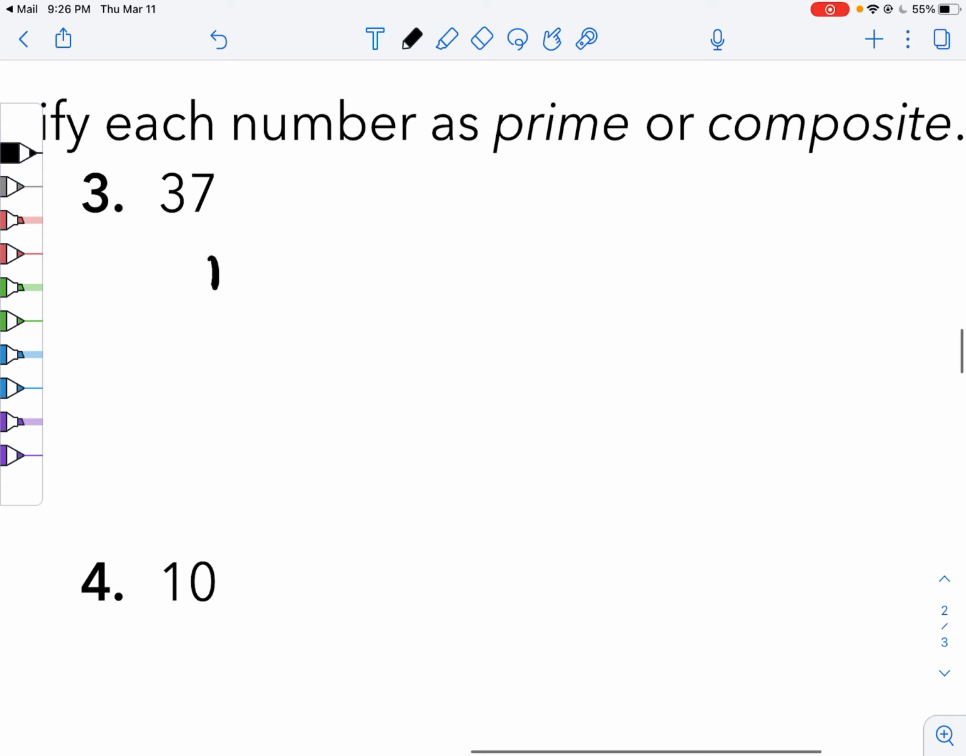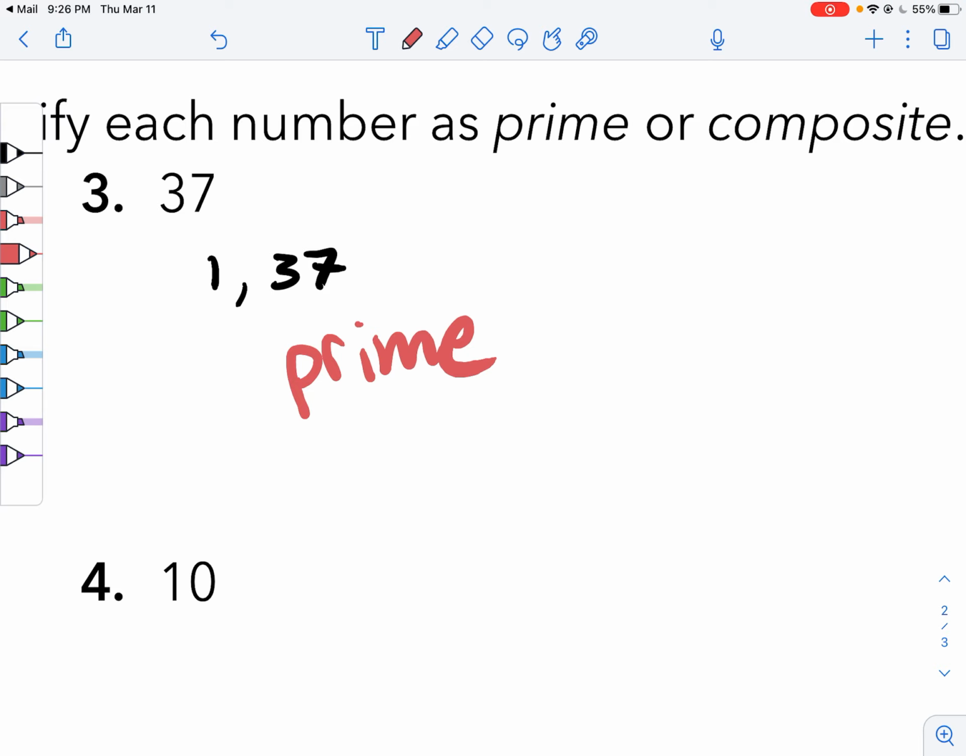Okay, 37. Well, let's start with 1. 37 is 1 times 37. Cool. But that's it. That's the only thing. It's not divisible by 2, 3, 4, 5, 6, 7, 8, 9, 10. No, none of those. So it's prime.